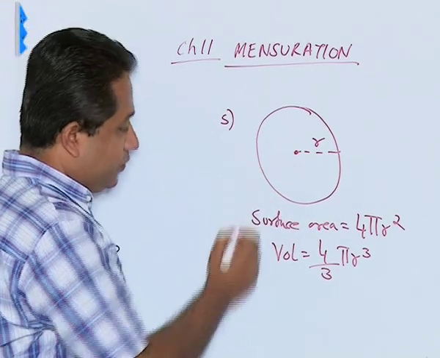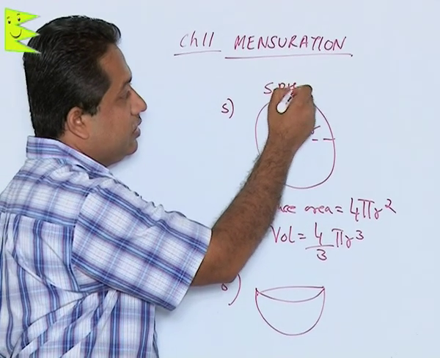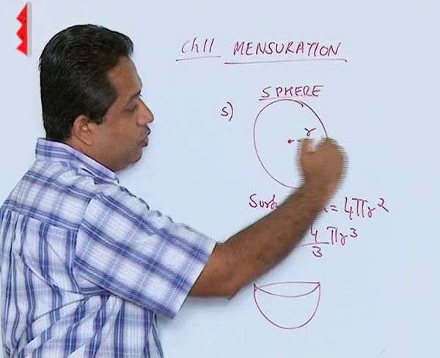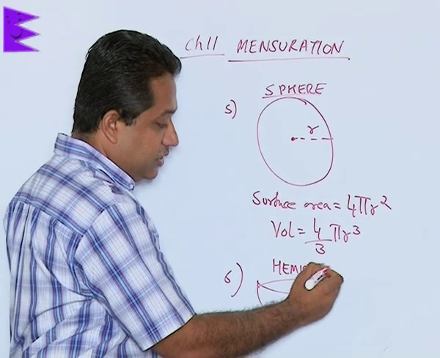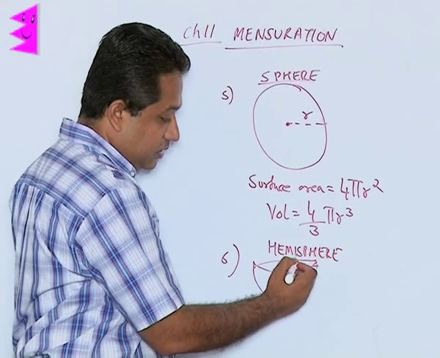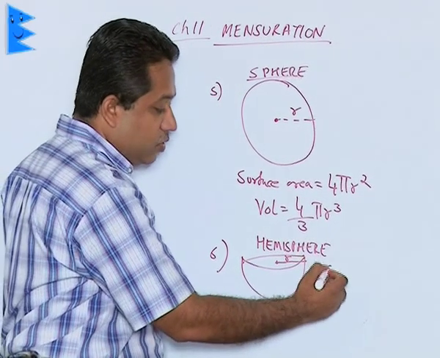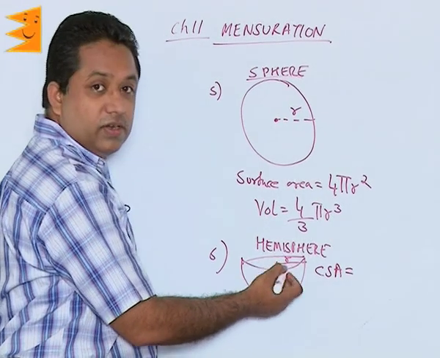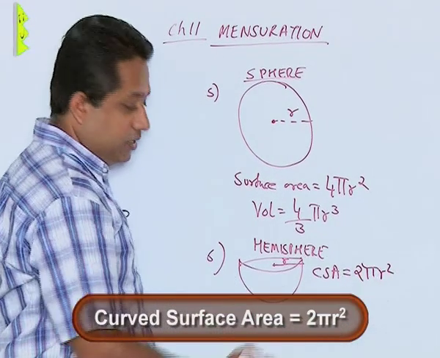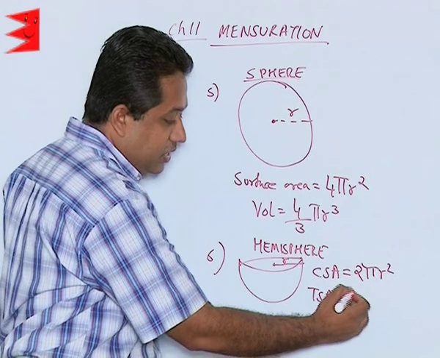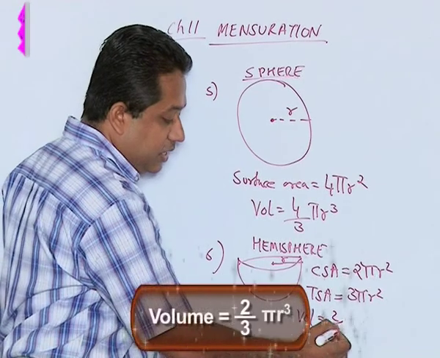And if I split this sphere into two parts, that becomes a hemisphere. So, this is a sphere, and if I cut this sphere into two parts, then each of these parts will become hemispheres. So, this is a hemisphere. This is the radius of this hemisphere, and here there will be curved surface area and total surface area. If this is open, then we will use curved surface area. The formula will be 2 pi r square. The total surface area will be 3 pi r square, and volume will be 2 by 3 pi r cube.